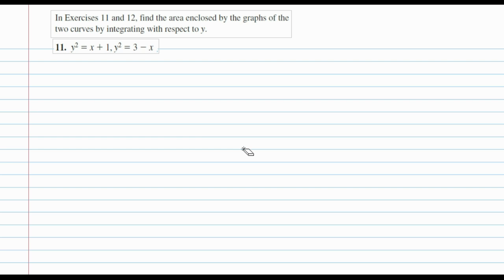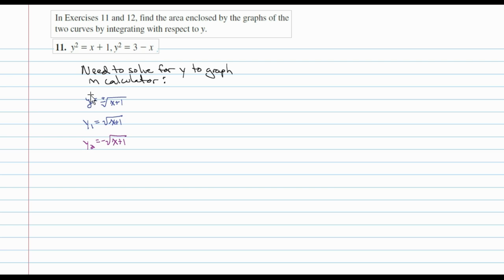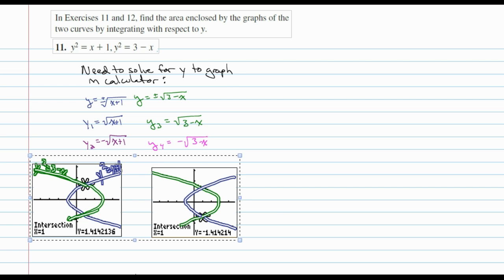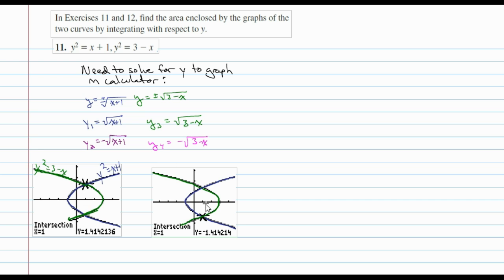So first of all, in number 11, these equations are neither solved for x nor y. How annoying. So I need to solve them for y to put them in my calculator. So the first one, I get y equals plus or minus the square root of x plus 1. So in y1, I'll put the plus version, and y2, I'll put the minus version. The second equation, same thing, take the square root of both sides, I get the plus or minus. So in y3, I'll put the plus version, and y4, I'll put the minus version. And then my graphs look something like this. Of course, we need to find those intersections, so I did that.